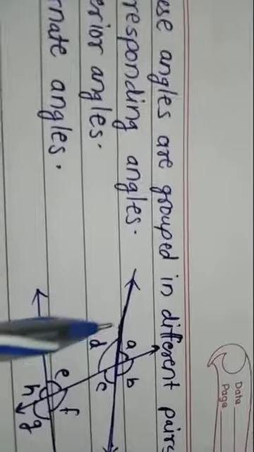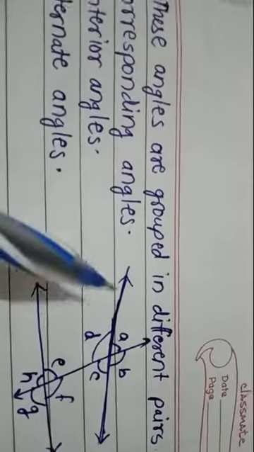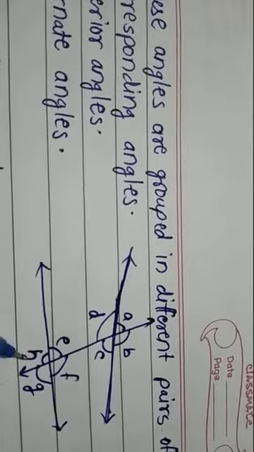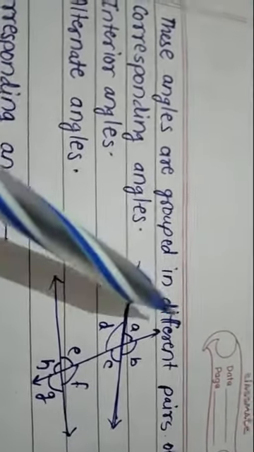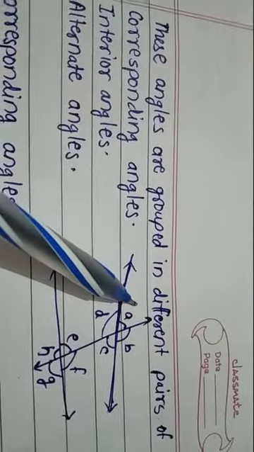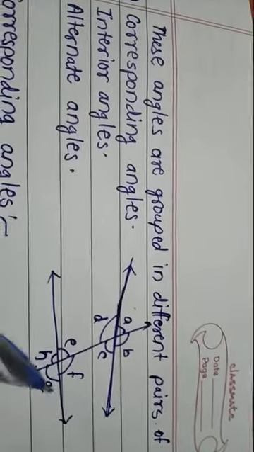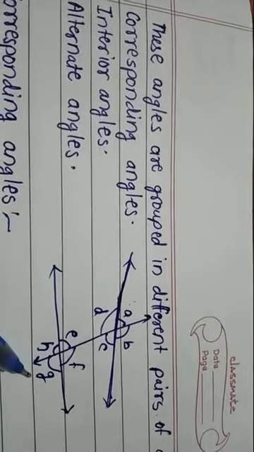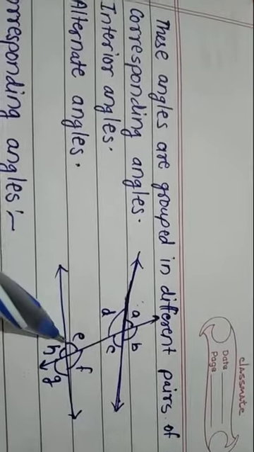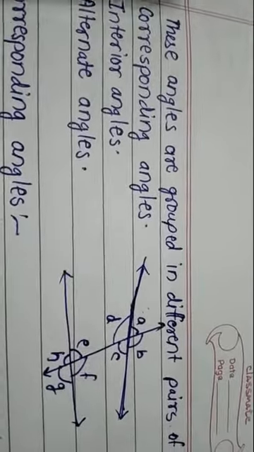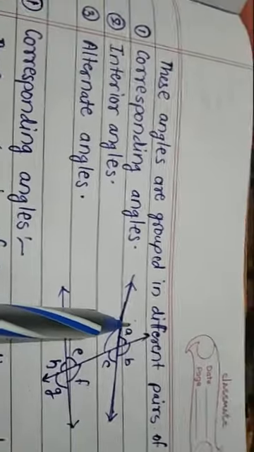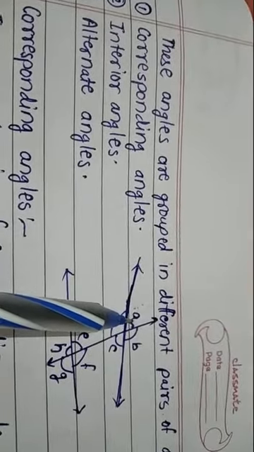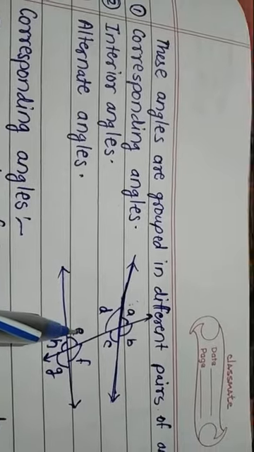So what is meant by corresponding angles? If you will see in this figure, the angles which are either above the lines or below the lines, on the same side of a transversal, are called corresponding angles. Suppose for example angle A, it is above the lines and its pair will be angle E.